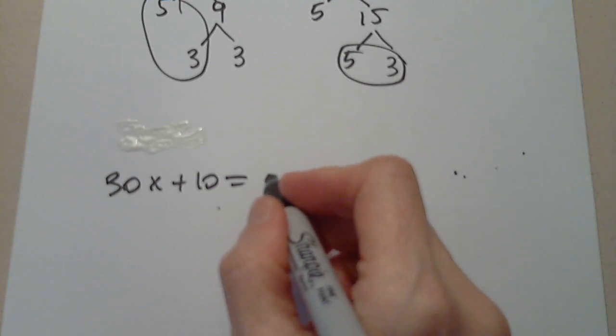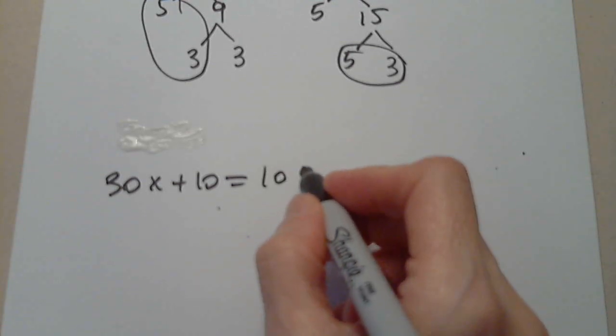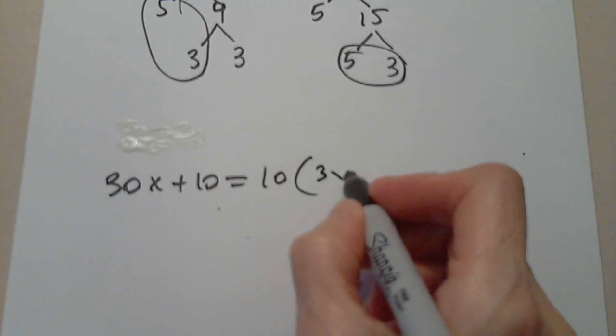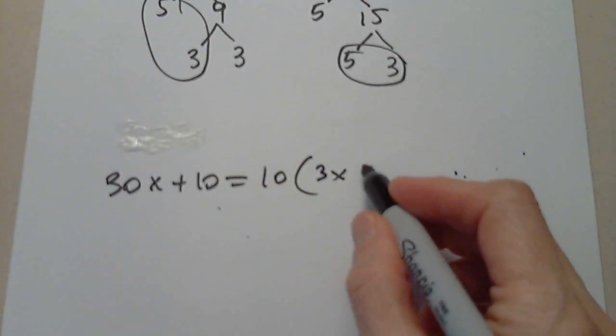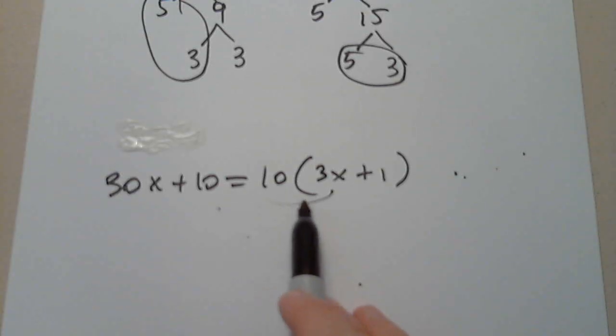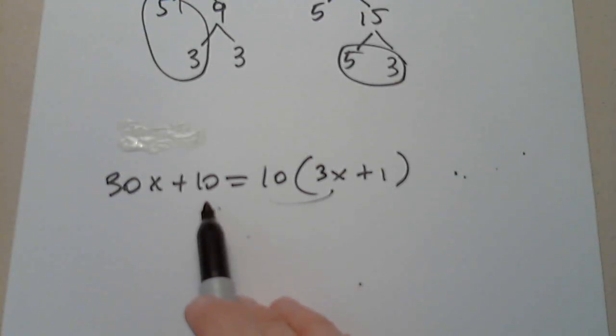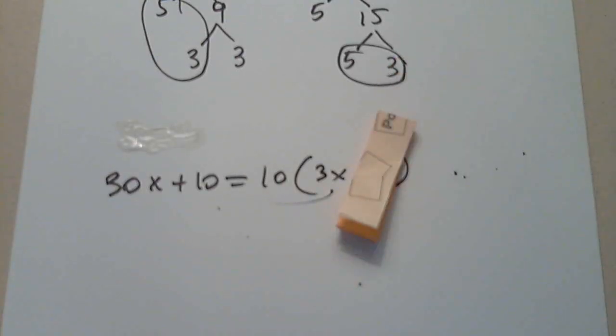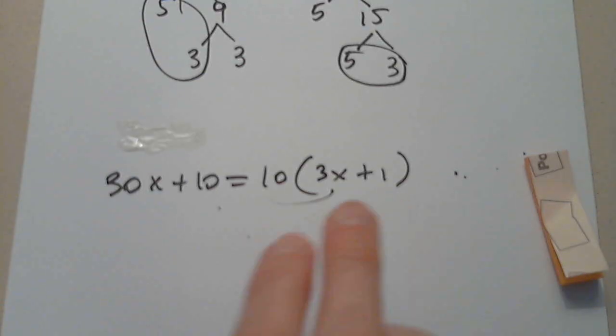So you cannot just say 10 and then put in here 3x. You have to put plus 1, because 10 times 3x is 30x, and 10 times 1 is 10. Students tend to just write 3x, but that's not possible. You start with 2 terms, you have to have 2 terms in parentheses. That's a must.